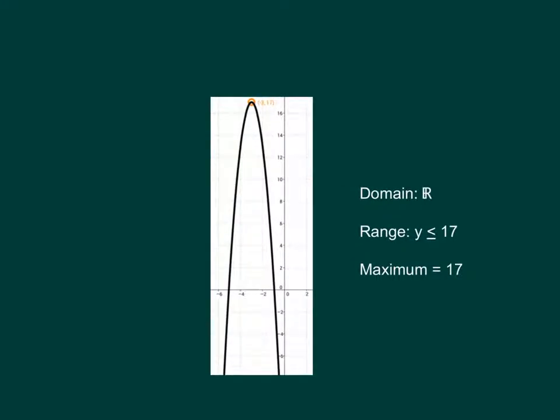You can see here that the domain is all real numbers. The range is y is less than or equal to 17, and the maximum is 17. Here's my vertex at (-3, 17). I'm going to continue down infinitely, both to the left and to the right, meaning that my range can be anything below 17 or including 17. And since I can always go to the left and the right, that's why my domain is all real numbers. I hope this makes sense.